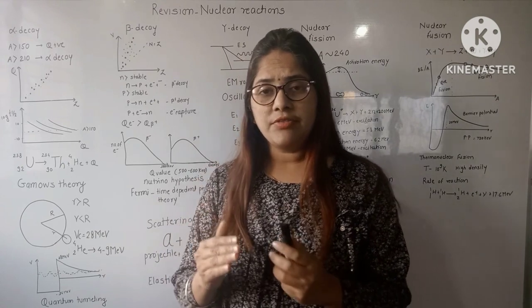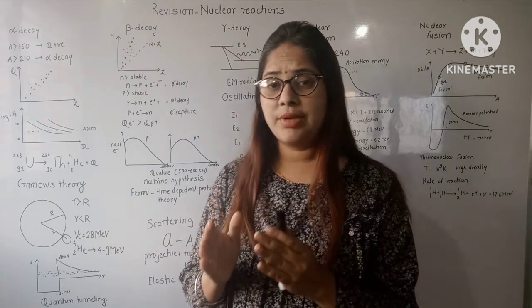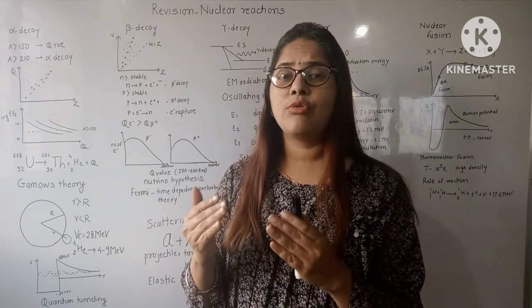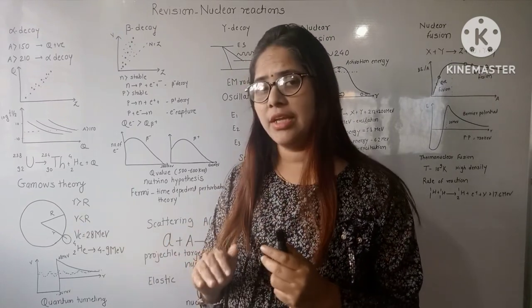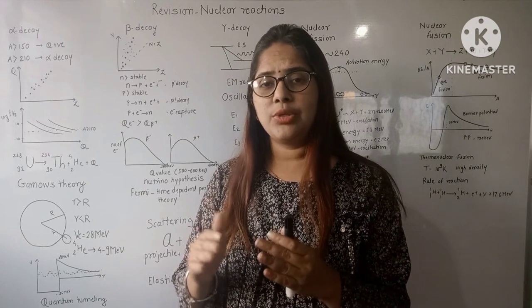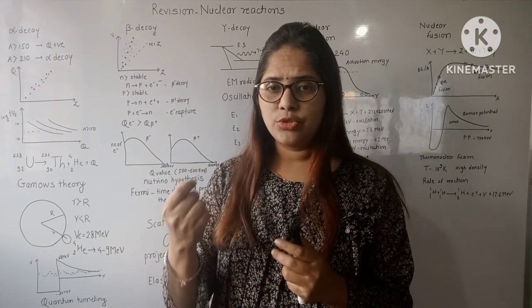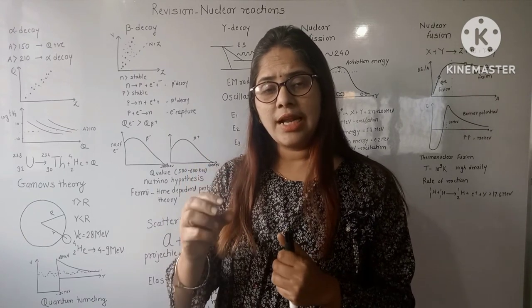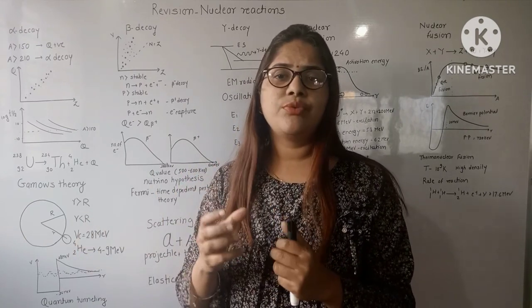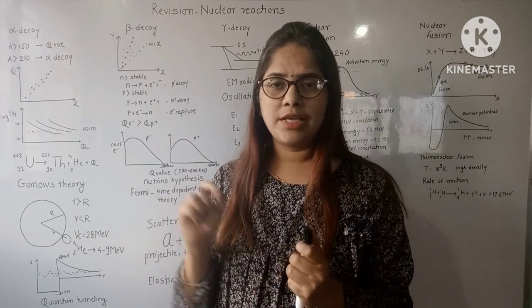So if the same nucleus possesses an excess amount of energy of say nearly 4 to 9 MeV, it will decay through alpha decay. Okay, so the two protons and two neutrons in the nucleus combine together and come out of that nucleus as an alpha decay process.